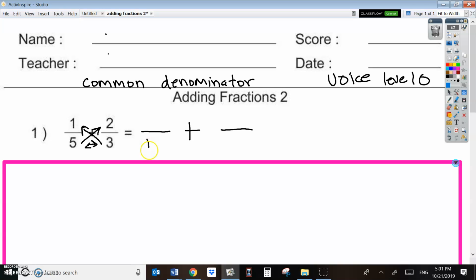3 times 5 is 15. 5 times 3 is 15. 5 times 2 is 10. 3 times 1 is 3. Denominators are the same. Add the numerators and you get 13 over 15. 13 over 15 cannot be simplified anymore, so that is your final answer for that problem.